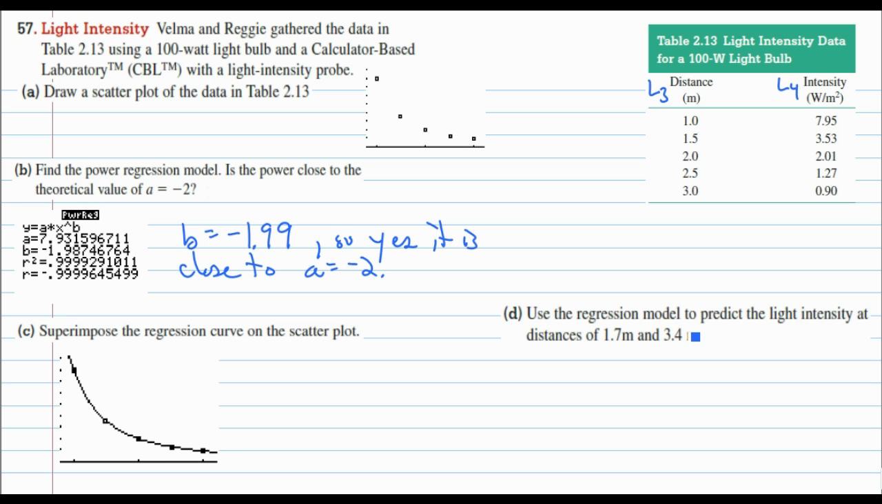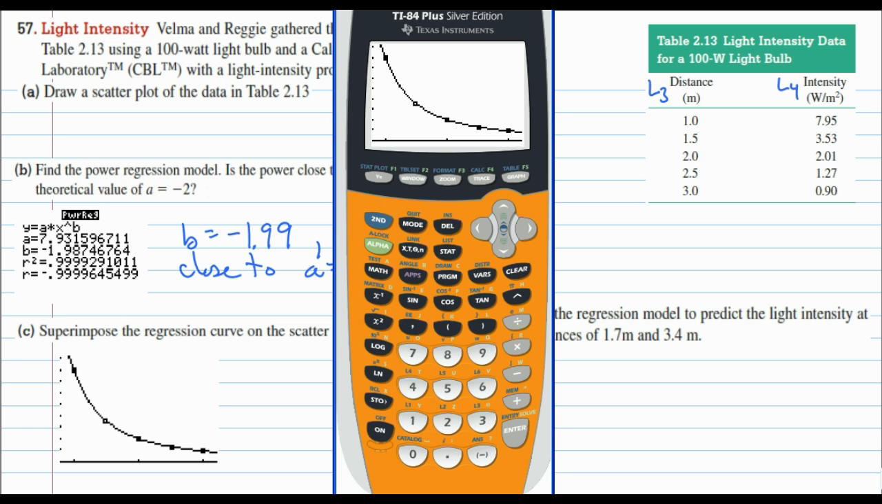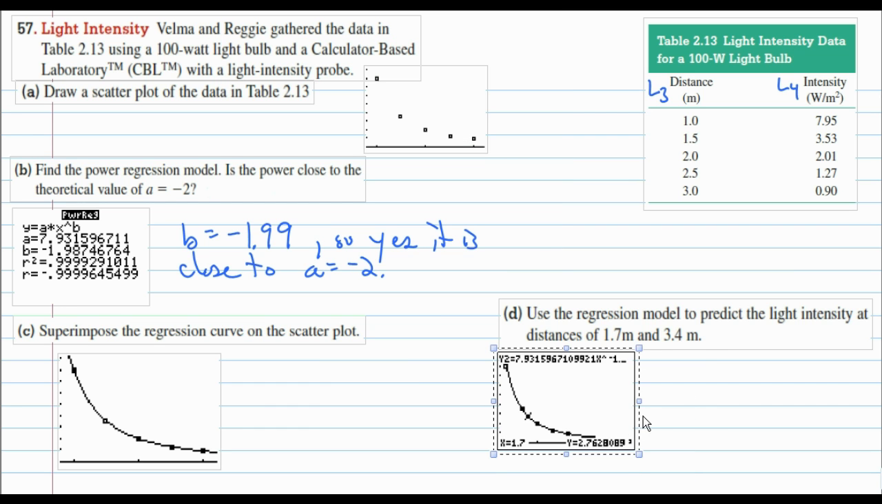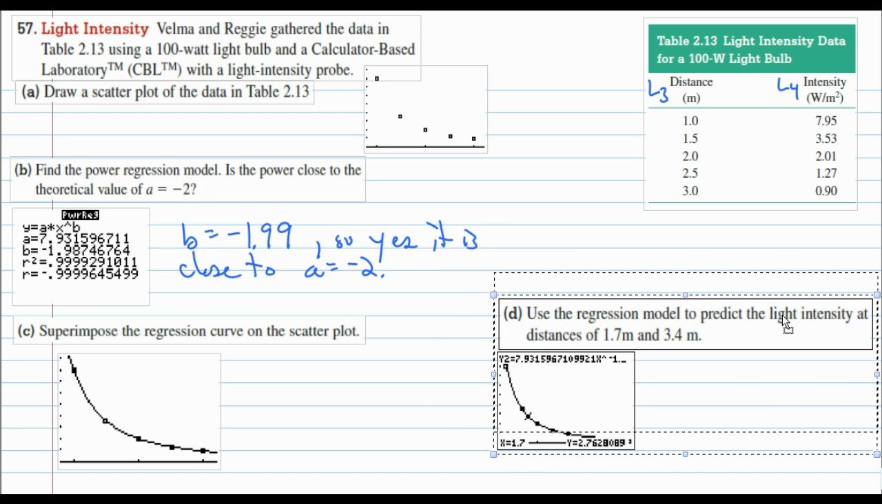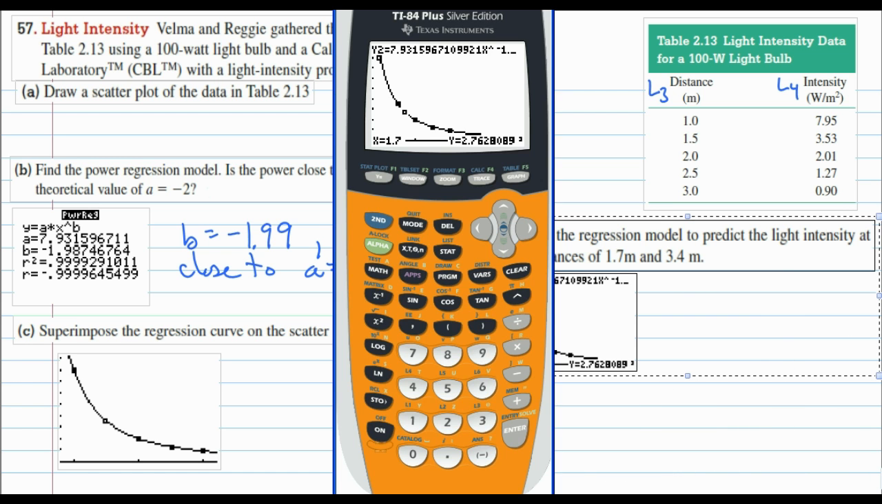Now it says use the regression model to predict the light intensity at a distance of 1.7 meters and 3.4 meters. So I need to make my x values go all the way out to 3.4. I'm going to go farther than that and change my x max to 5. So I'm going to hit trace, go to y2, the function that I'm using here, and put in 1.7 meters. Again, I could use the regression I came up with and then calculate, but the calculator has the ability to do this for me, and there's no restrictions against using my calculator in this problem, so I may as well use it. And then the other value I want to find is 3.4.